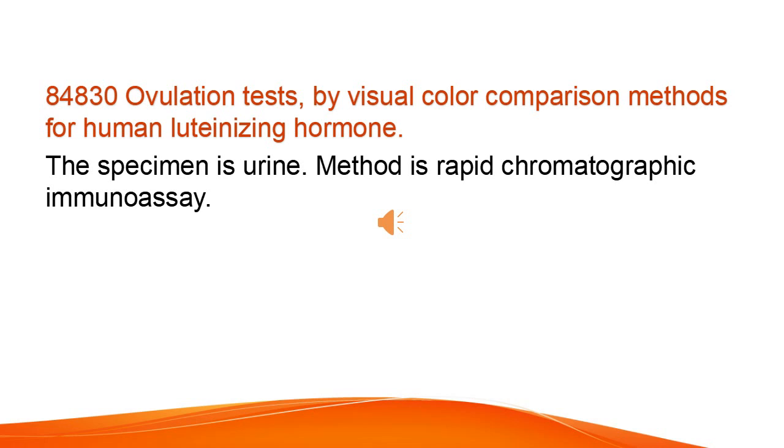Ovulation tests, by visual color comparison methods for human luteinizing hormone. The specimen is urine. Method is rapid chromatographic immunoassay.